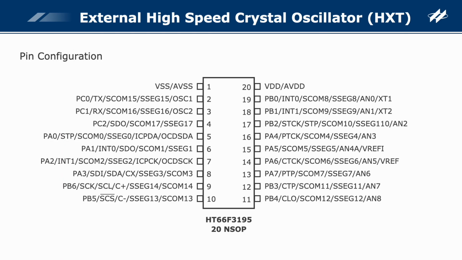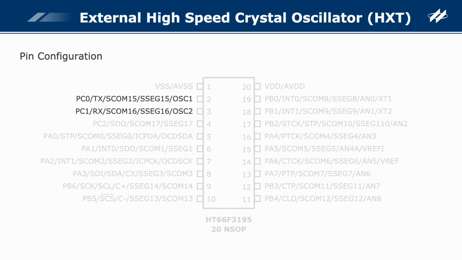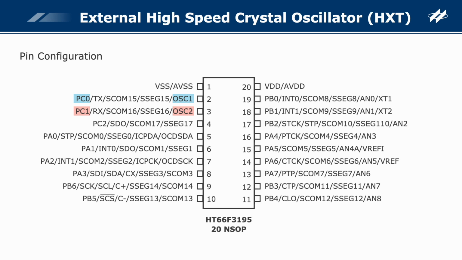For the HT66F3195 MCU, its OSC1 and OSC2 pins are pin-shared with PC0 and PC1 respectively. Therefore, it is required to first set PC0 to the OSC1 function and PC1 to the OSC2 function using the relevant pin-shared control register. Then go on to configure the external high-speed crystal oscillator. In a subsequent course, you will learn how to configure the pins.